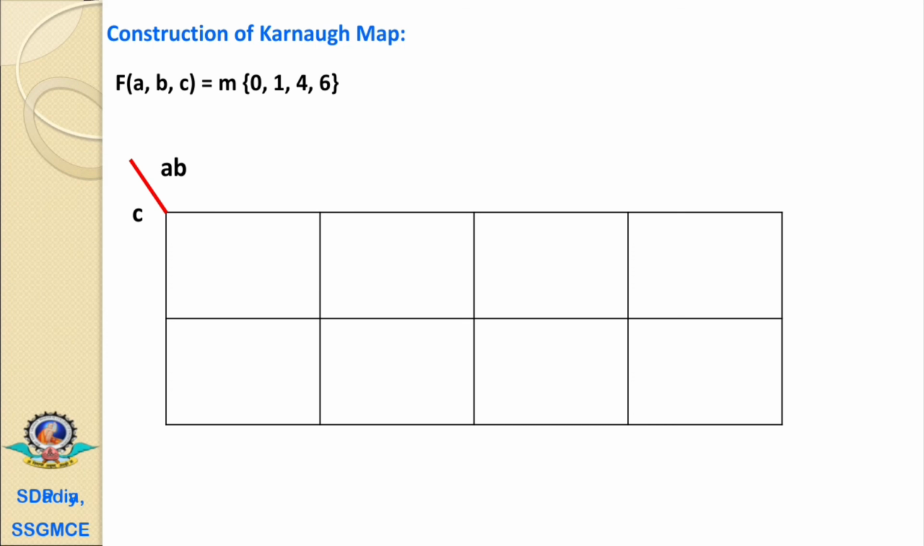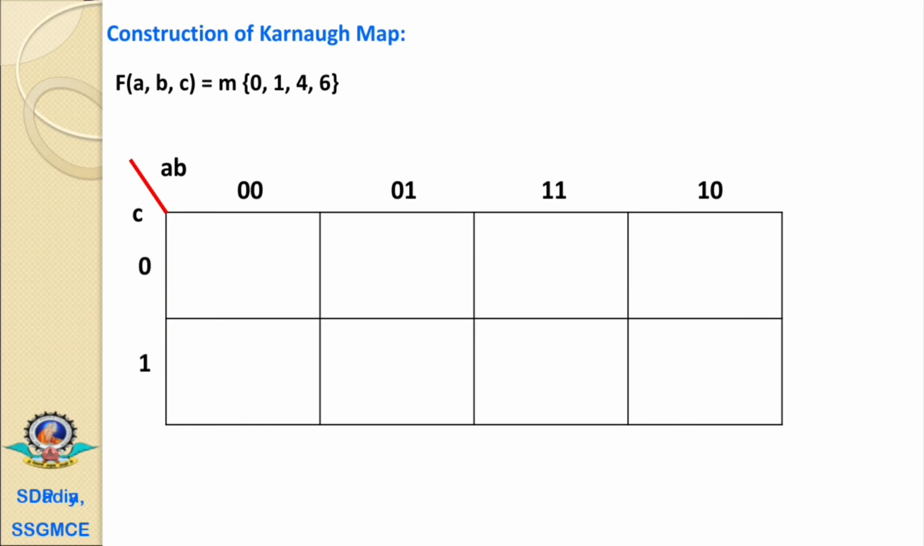How to construct this K-map? We have to construct this K-map with 4 columns and 2 rows. At the upper side, the column side, we have to consider the 2 variables A, B, and at the row side we have to consider the third variable C. Now, the designations for the columns are defined. These are 0 0, 0 1, 1 1 and 1 0. And for the C, it is 0, 1.